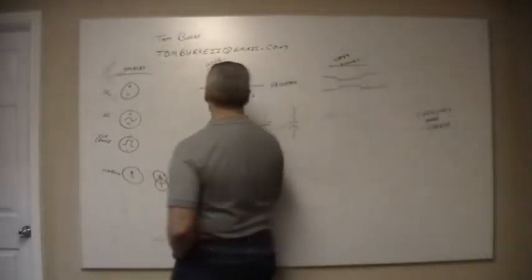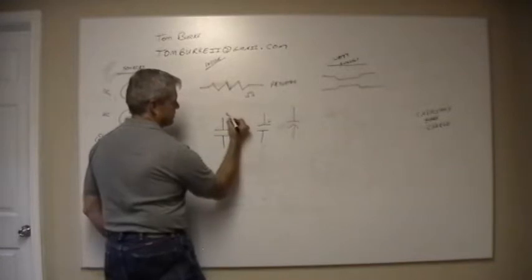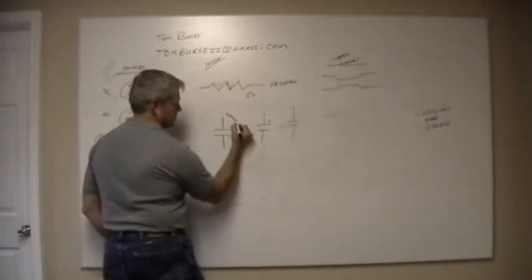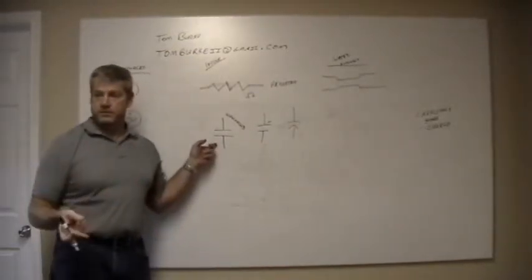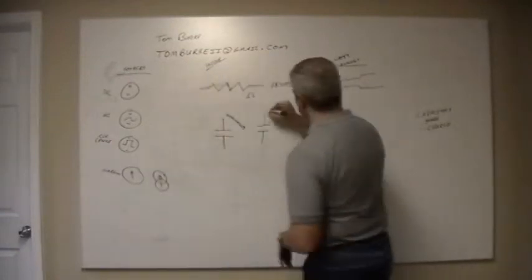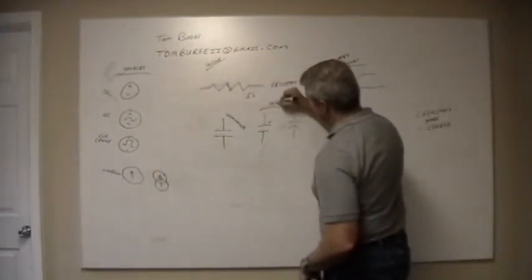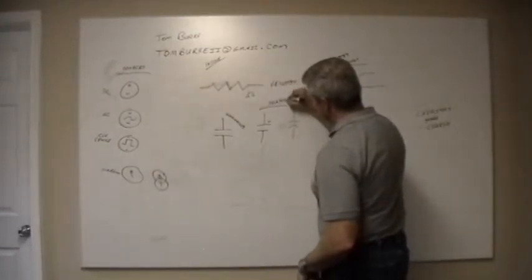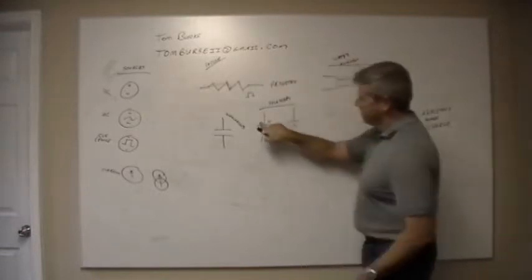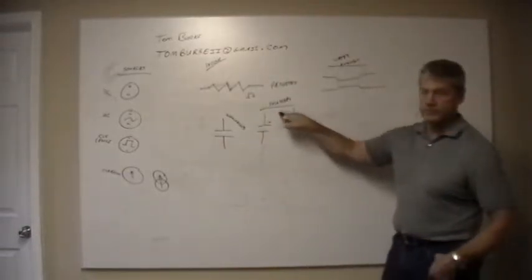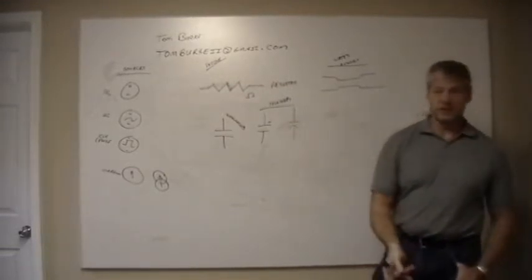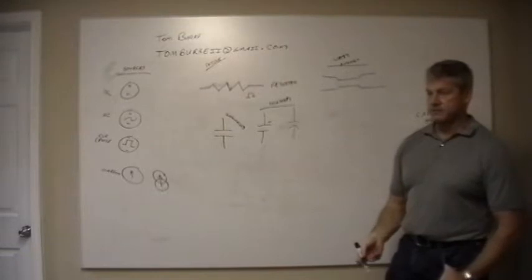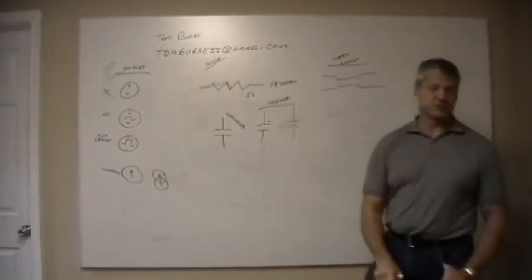This is what we call unpolarized. This one doesn't matter which way you put it in a circuit, it doesn't care. These two are polarized. This is the positive side on both of them. This is the negative side. If you put these in a circuit backwards, they can go boom, and they make a spectacular flash when they go off.